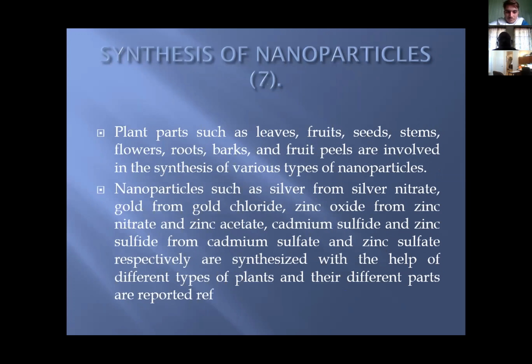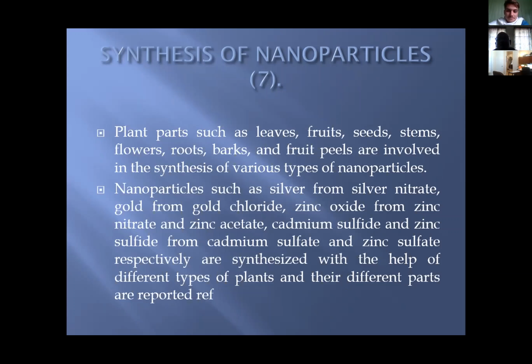So, as I've said, almost all parts of the plants can be used. When you survey the literature at the current moment, about 200 plant species have been used. So research is intensifying in that direction, and it's good to see that scientists are moving towards green nanoparticle chemistry.